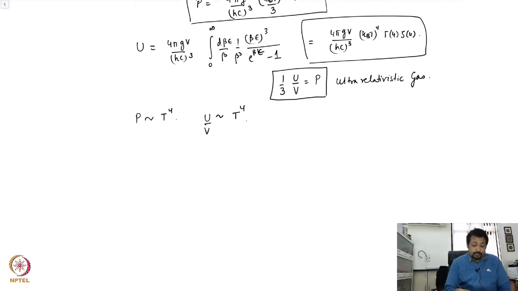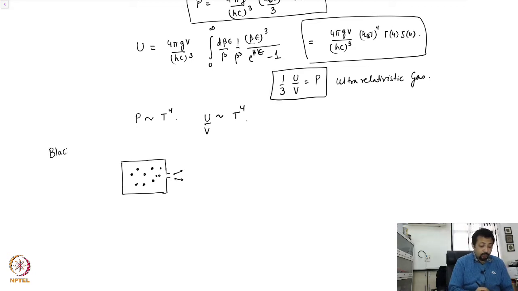Now suppose I have a container which has a tiny, tiny hole, and this is filled with photons, so that these photons come out from this hole. So essentially, what I'm trying to look at is what is called black body radiation. Right?